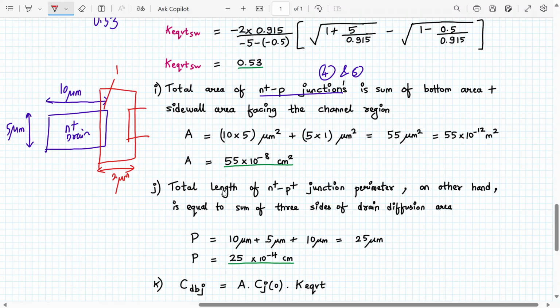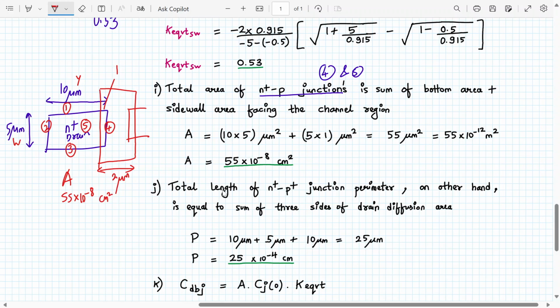Why 5 into 1? 5 into 10, this is for which junction? This is 1, 2, 3. This is 4. This is 5. For the fifth one, how much is it? 5 into 10. The area is 5 into 10. You remember you have written this W into Y in the table form. Now it will be W into 1. This much only area. So let's say this is 1. Then we have to calculate this area. Area is coming out to be 55 into 10 to the power minus 8 centimeter square.